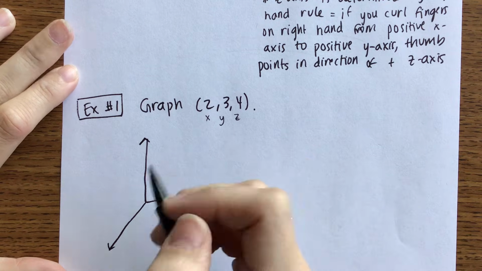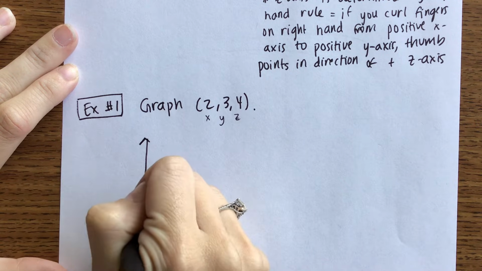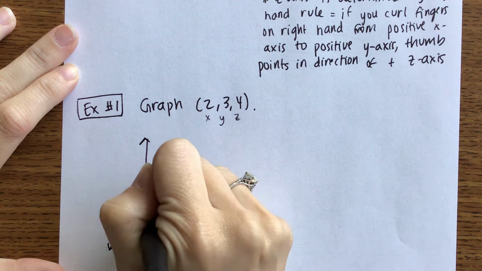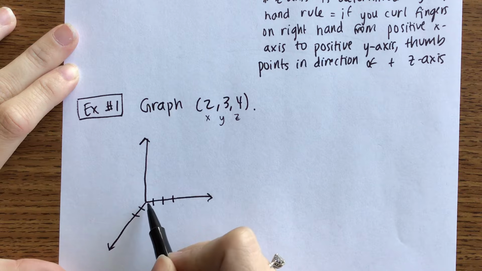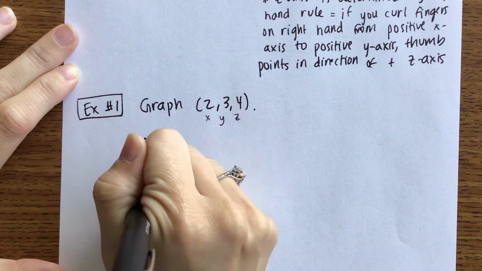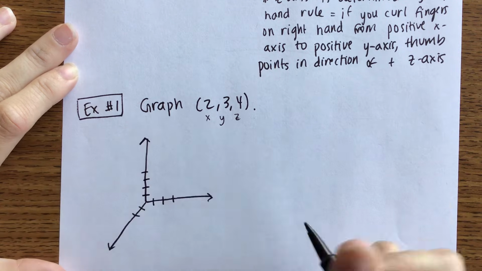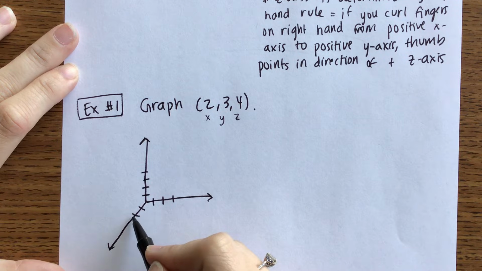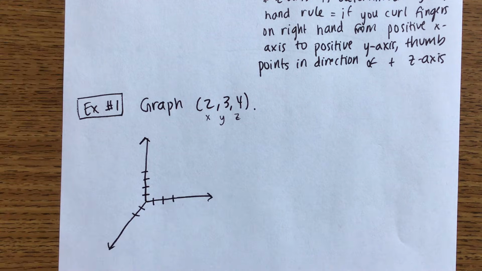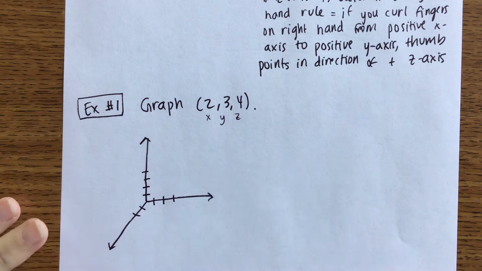Okay. So what this says, I come out 2 in the x direction. I go over 3 on the y. So I come out 2, I go over 3, and then ultimately I'm going to be going up 4. So out 2, over 3, up 4. Can you guys picture where that is? Yes. Okay.